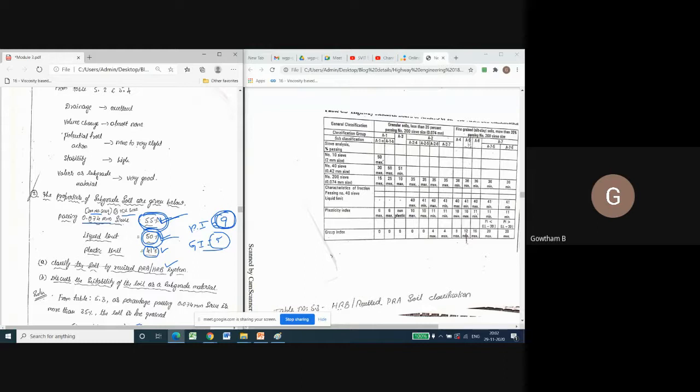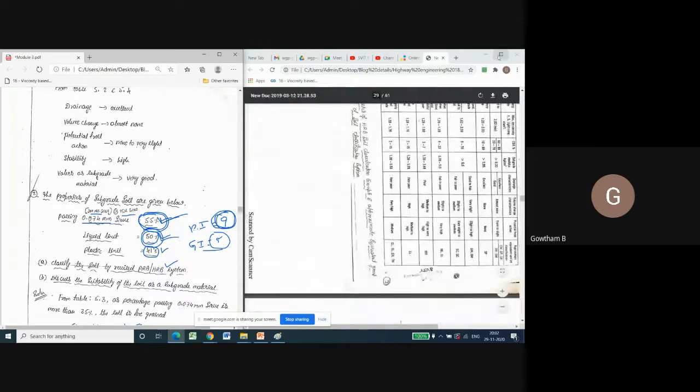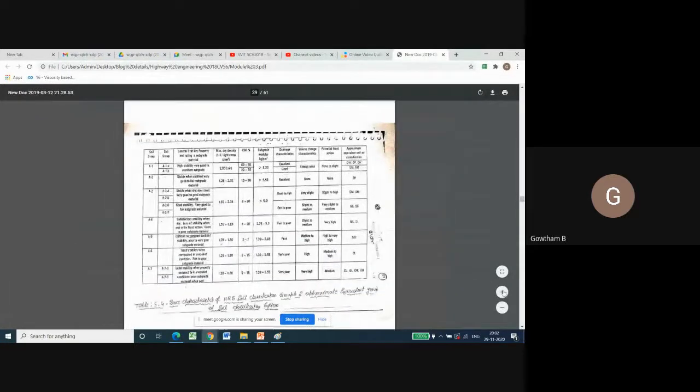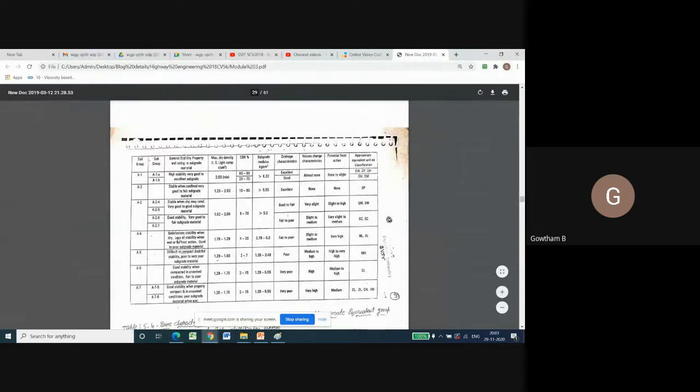Once you are ready with this, in the next table you can see the suitability of different soils as subgrade material. Here you can see A1, A3, A2, A4, A7. Our soil belongs to A5. For an A5 soil, you can see the suitability: difficult to compact, doubtful stability, poor to very poor subgrade material. He is also saying that drainage is poor, volume change characteristics are high, and frost action is also high. Therefore, this soil is not perfectly suitable for subgrade material.